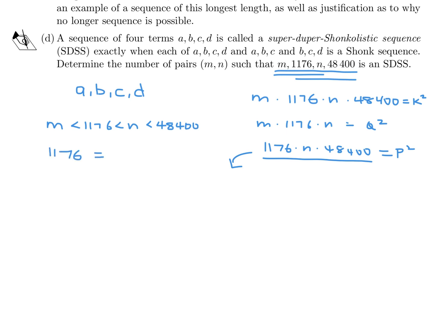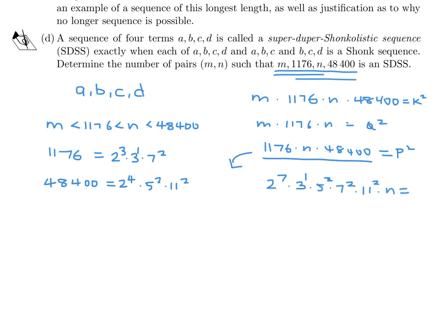1176 is 2 to the power of 3 times 3 to the power of 1 times 7 to the power of 2. And 48400 is 2 to the power of 4 times 5 to the power of 2 times 11 to the power of 2. So when you combine all these, I believe you get 2 to the power of 7 times 3 to the power of 1 times 5 to the power of 2 times 7 to the power of 2 times 11 to the power of 2 times n, and that's got to be a perfect square. All right. Now what?